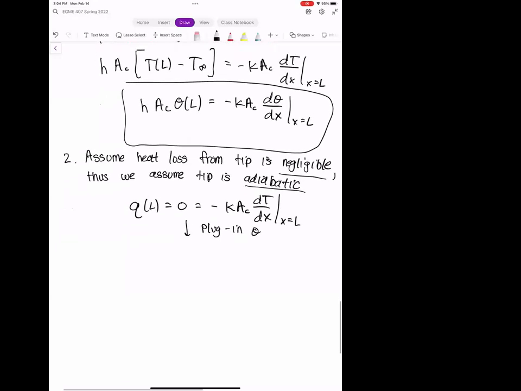If we substitute theta into this, in other words, we substitute for this derivative here, we can also divide by kAc because we assume that they're constants. Then this tip condition becomes a lot simpler. All we can basically say is that d theta/dx at x equals L is equal to 0.